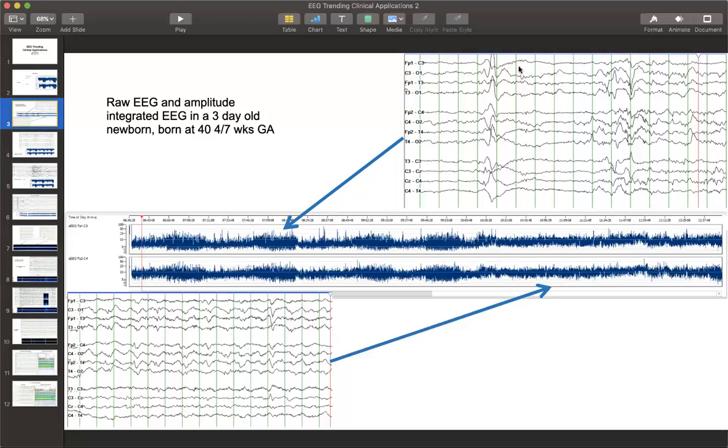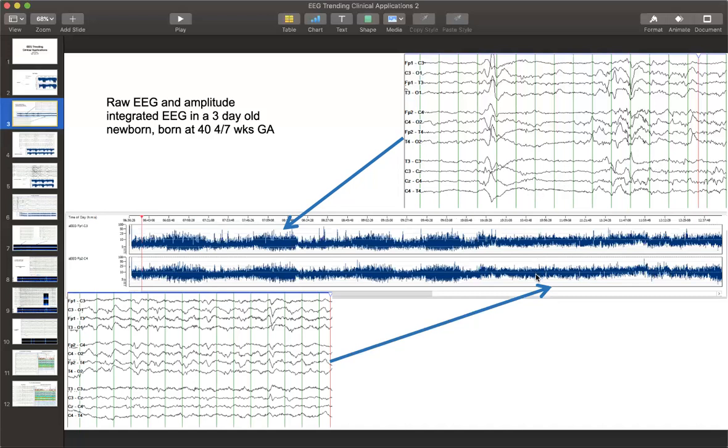This is a discontinuous pattern that we can see in full-term newborns during sleep. You see areas of bursts here and here, interspersed by lower amplitude slowing. This looks a little bit more like a trace discontinu pattern that we see in younger newborns. It's a little bit flatter here than we'd like to see in a healthy full-term newborn, but it's not terrible.